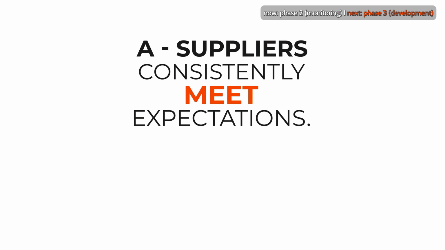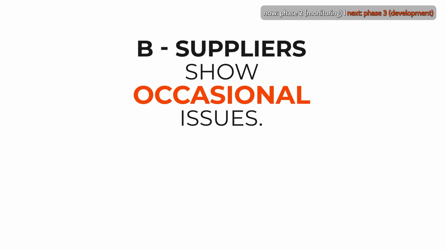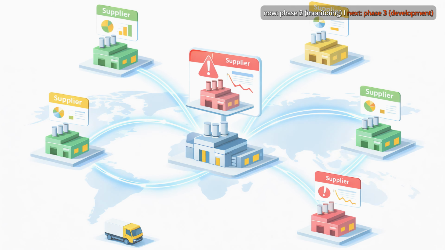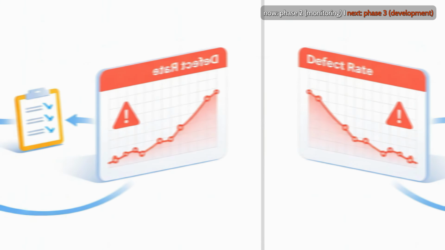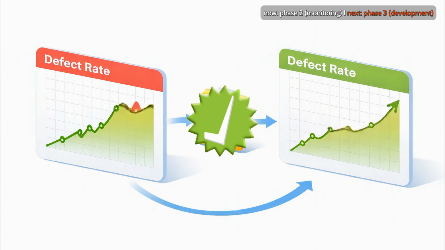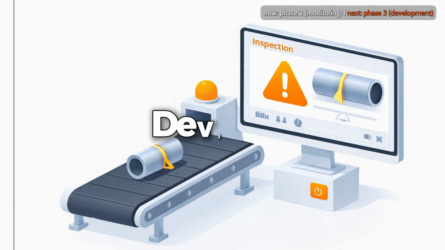A suppliers consistently meet expectations. B suppliers show occasional issues. C suppliers create risk and require immediate attention. In practice, you focus on the worst performing suppliers. Corrective actions should reflect their performance, especially PPM or DPPM levels.